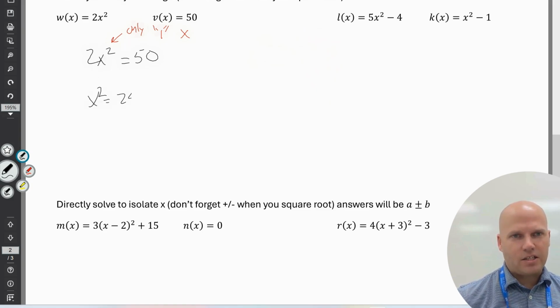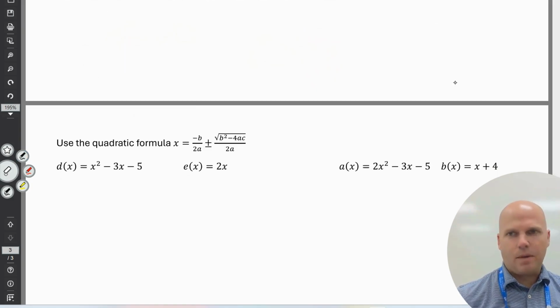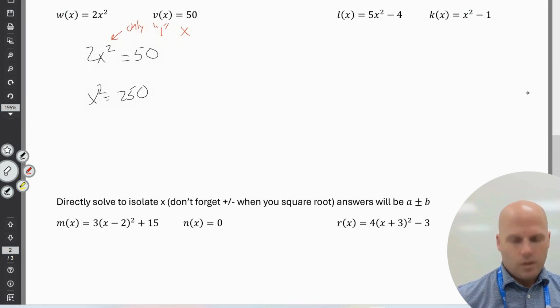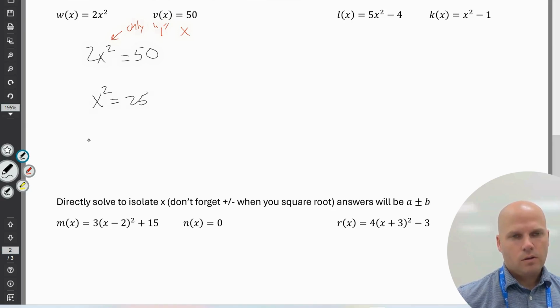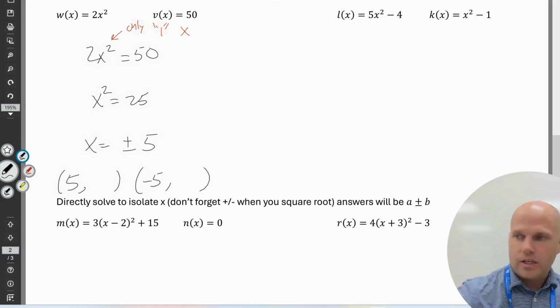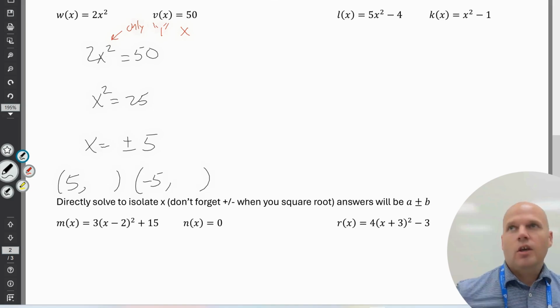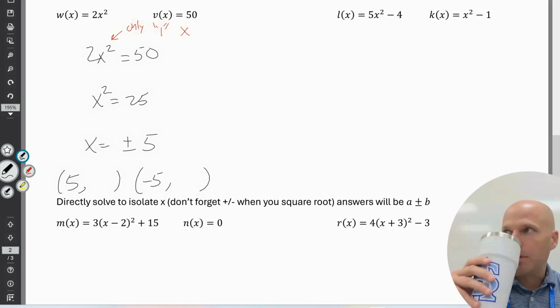This is something I can easily solve for by dividing by 2. I get x squared equals 25, and then by square rooting, x equals plus or minus 5. Why do we have plus or minus 5? Well, we've been ignoring this all year because we're in geometry. And in geometry, we talk about lengths. And when we're talking about like a length of a right triangle, we don't really care about negative lengths. So we've only kept the positive lengths.